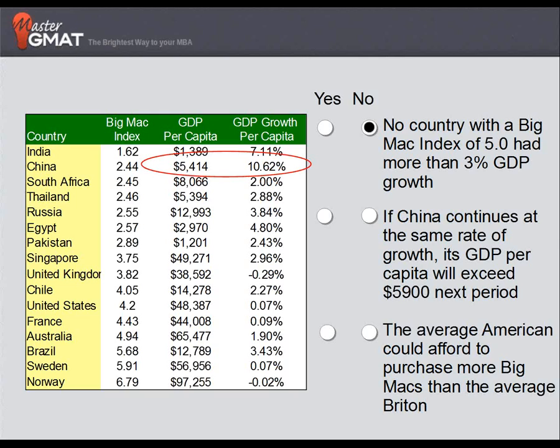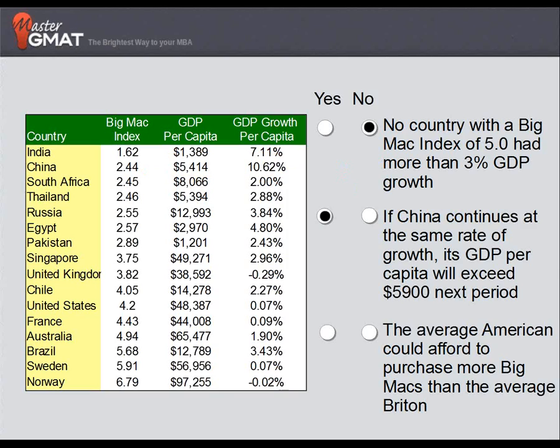To do this, we're going to take the original value, and then we're going to add 1/10 of that. So 5,400 divided by 10. So we sum up 5414 plus 540. Again, this is just a rough ballpark. When we sum it up, we get slightly over 5,900, something like 5,914. So the answer to this statement is yes. If China continues this same crazy rapid growth, yes, indeed, it exceeds 5,900 by next period.